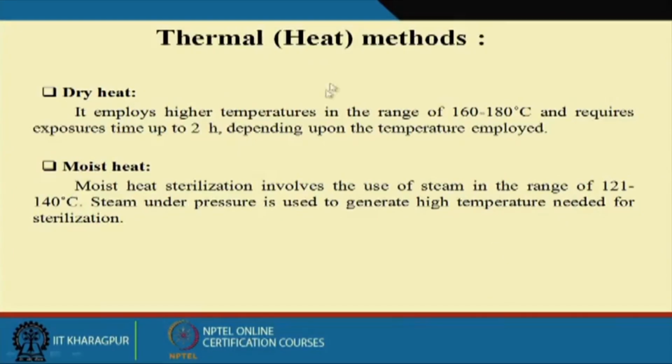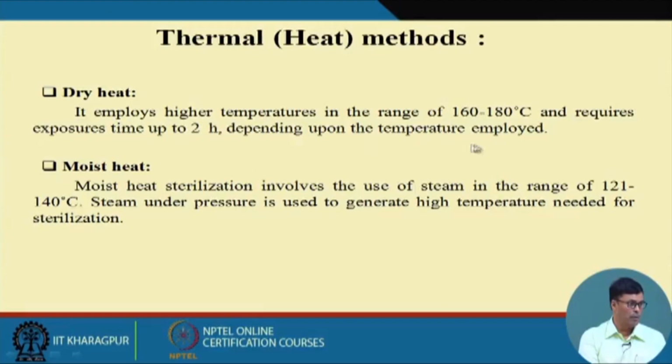Now we have thermal heat methods. We have dry heat, which employs a higher temperature in the range of 160 to 180 degrees centigrade and requires exposure up to 2 hours depending upon the temperature employed. If you compare with moist heat, moist heat involves the use of steam in the range of 121 to 140 degrees centigrade. Steam under pressure is used to generate the high temperature needed for sterilization. Moist heat is much more effective than dry heat. That is why for dry heat we require a much higher temperature as compared to moist heat.